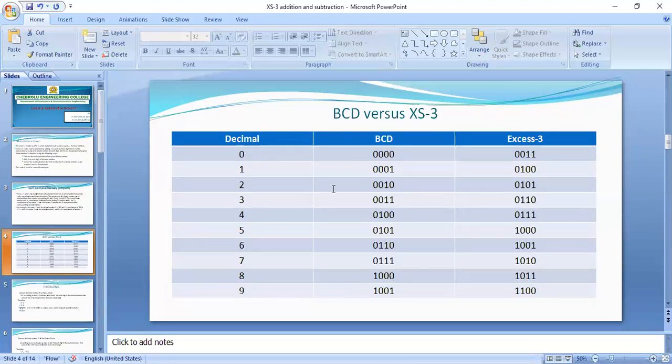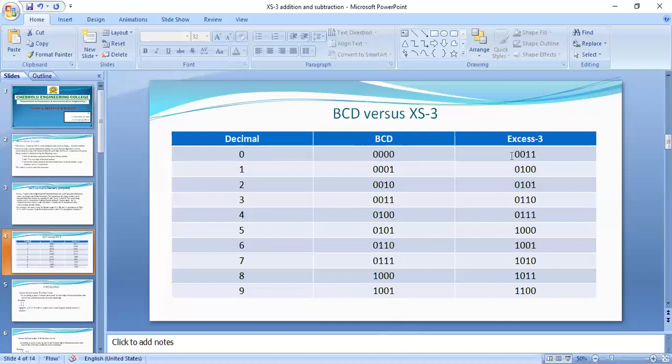Here BCD is a weighted code and XS3 is a non-weighted code. In BCD, we have 6 invalid combinations. Here you may observe that after 0 to 9, the remaining 10 to 15 are invalid combinations in BCD. In BCD, we never get 10, 11, 12, 13, 14, 15.